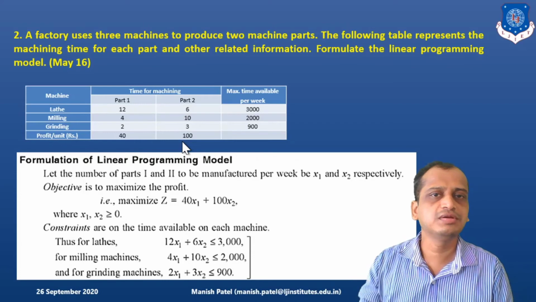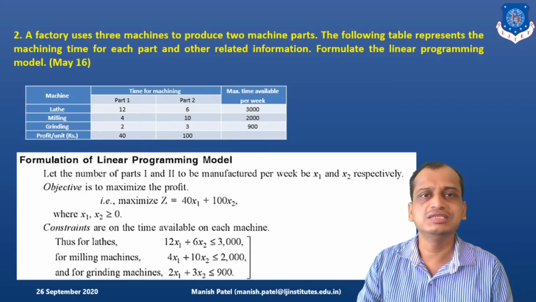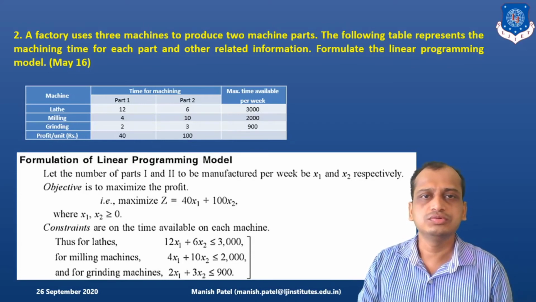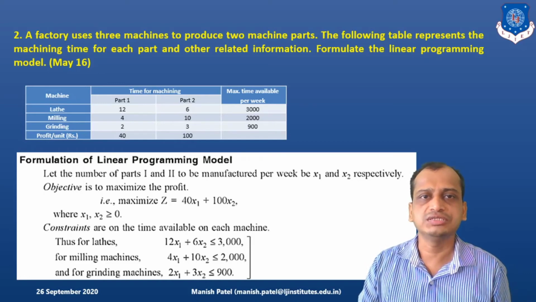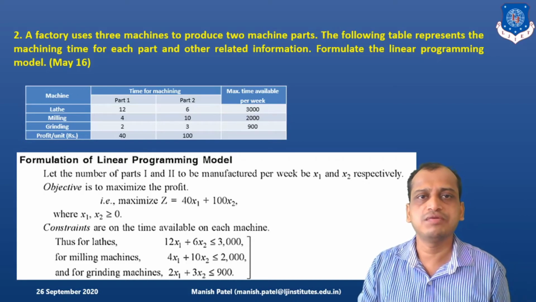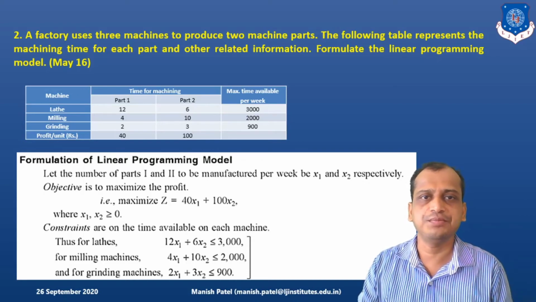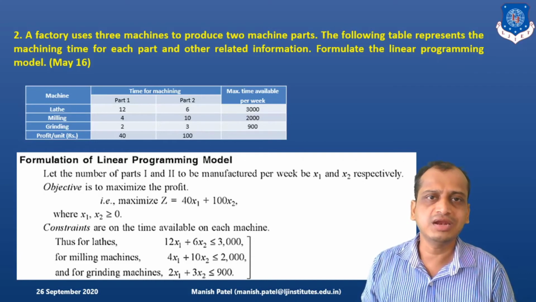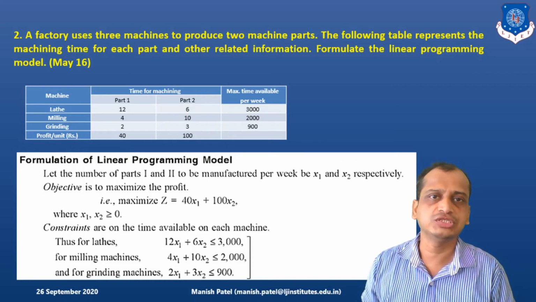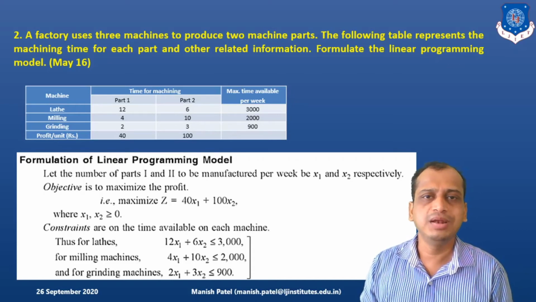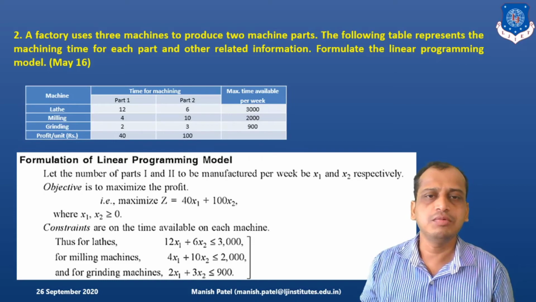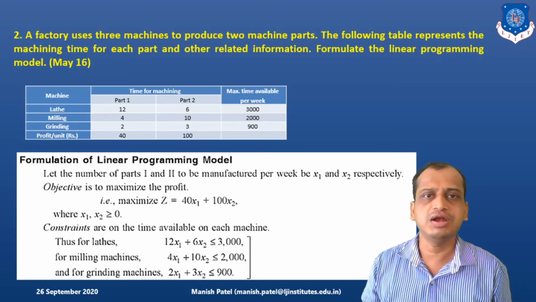So what is our first step? We will try to identify the decision variables. Step 1: x1 is the number of part 1 to be manufactured and x2 is the number of part 2 to be manufactured. Step 2: we will identify the objective function. The company tries to maximize the profit from x1 and x2. The profit from x1 is 40, so 40 x1 plus 100 x2 is the overall profit from part 1 and part 2.